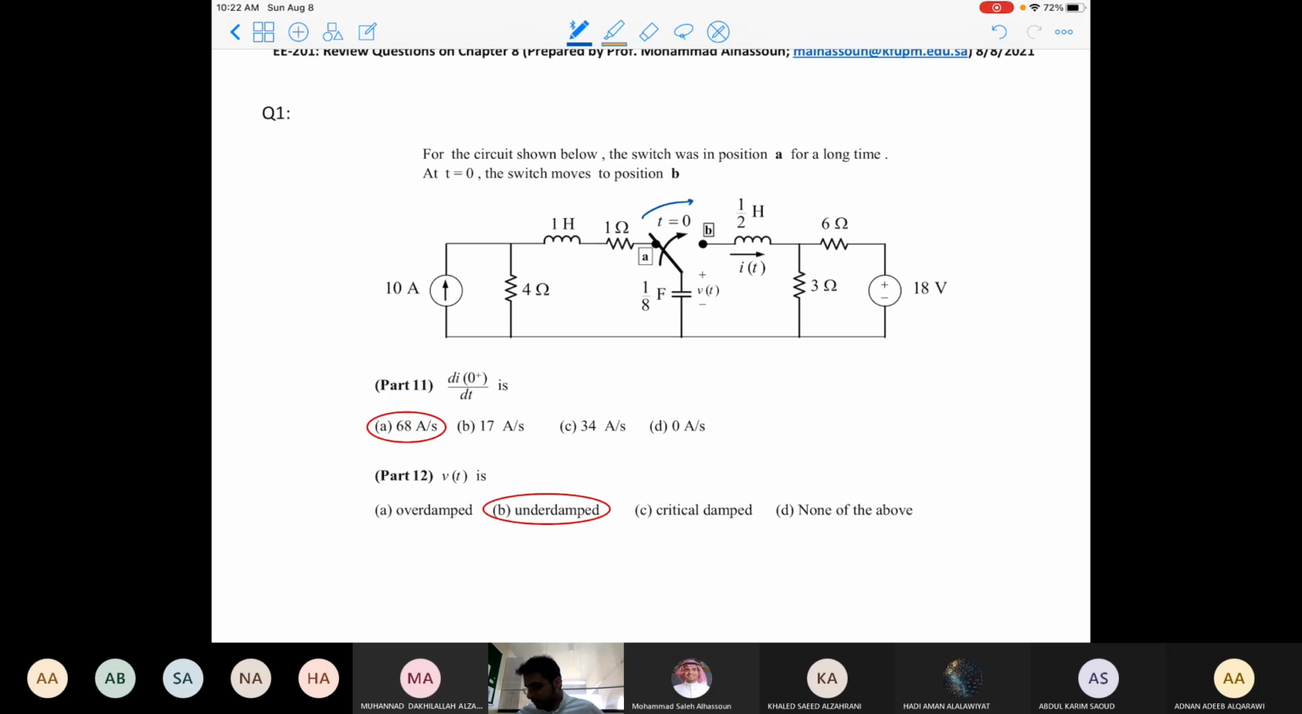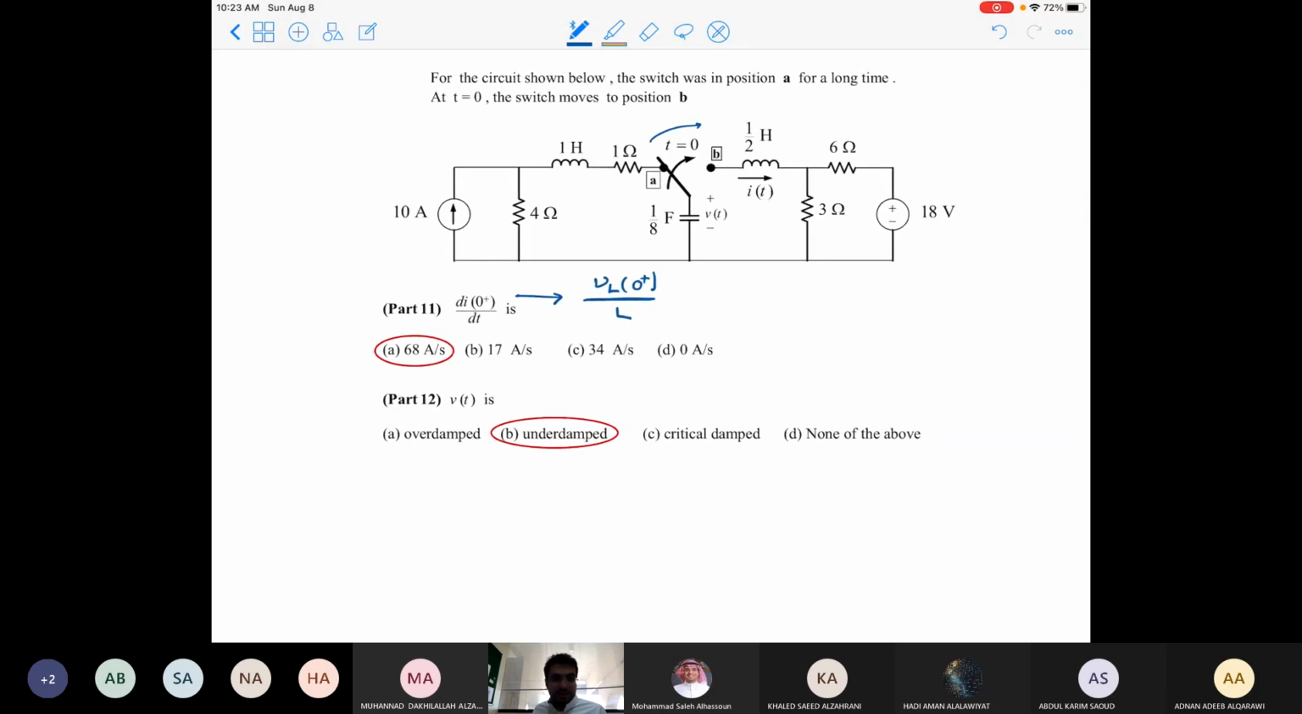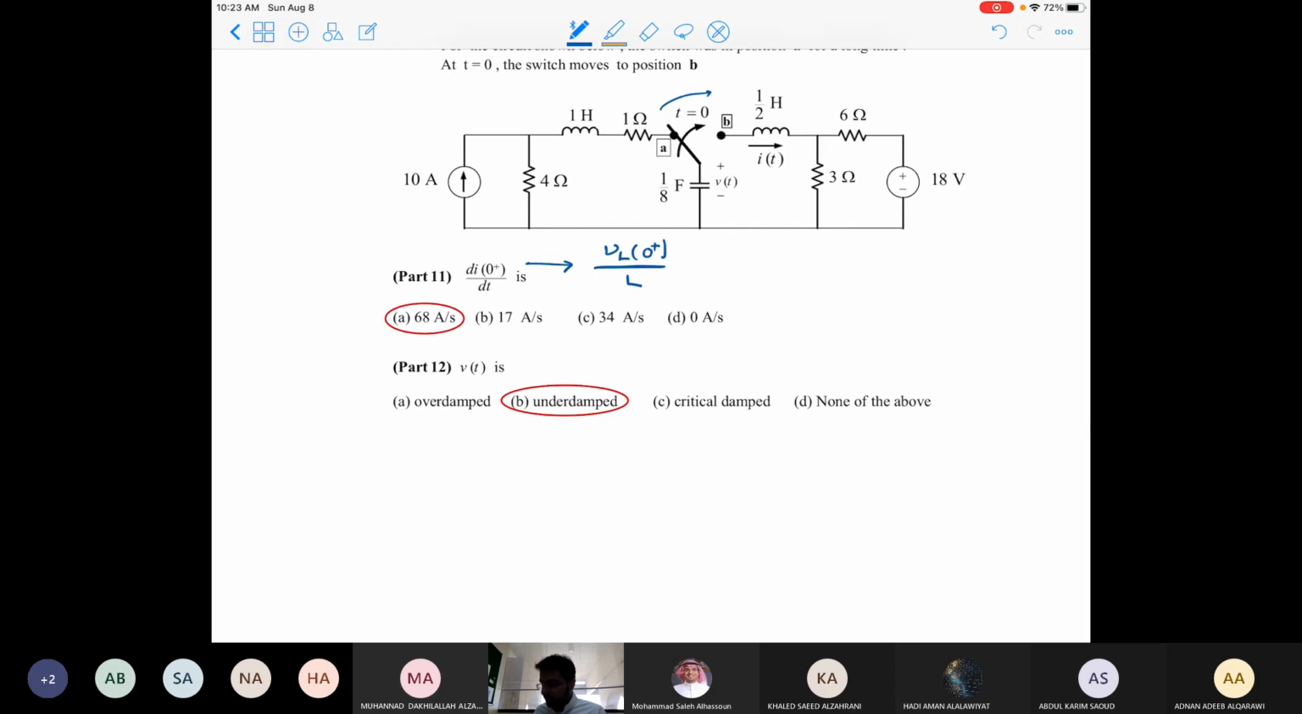So remember here, you're trying to do the following. When you're asked about this question, you're being asked about the initial voltage across the inductor divided by the inductance. In order to do that, first we need to solve the circuit and see what's going on. So let's analyze the circuit for t less than 0.